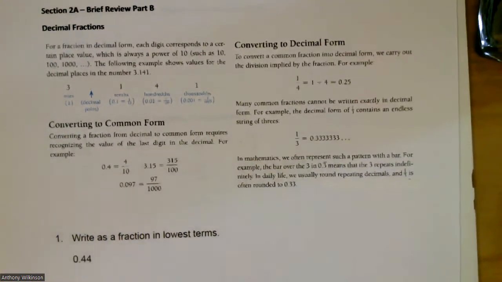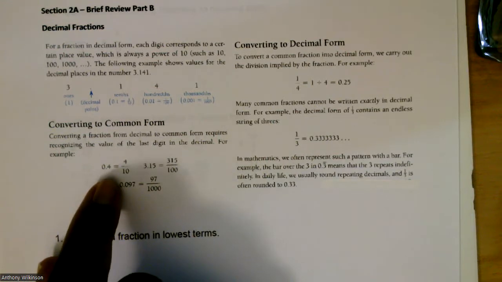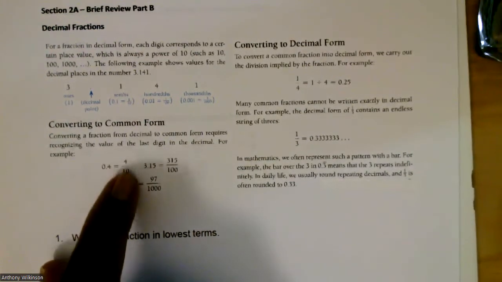Now let's look at how to convert from a decimal to common form. Converting a fraction from decimal to common form requires recognizing the value of the last digit in the decimal. For example, like in 0.4, the last digit is a 4. The place value for that is the first place value after the decimal point, which is the tenths place. So it'll be 4 over 10.